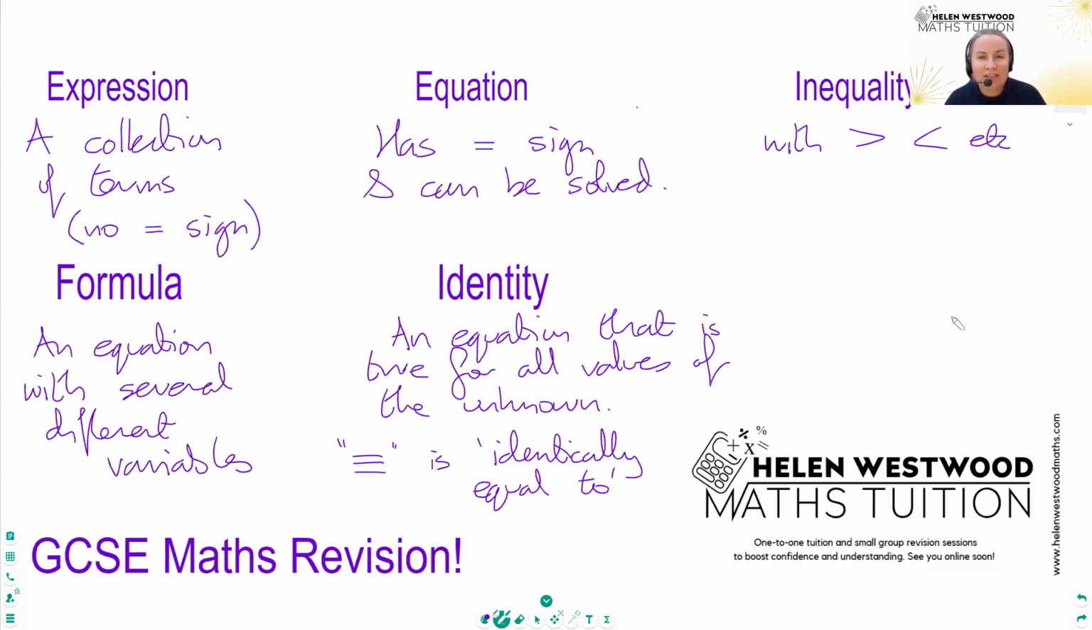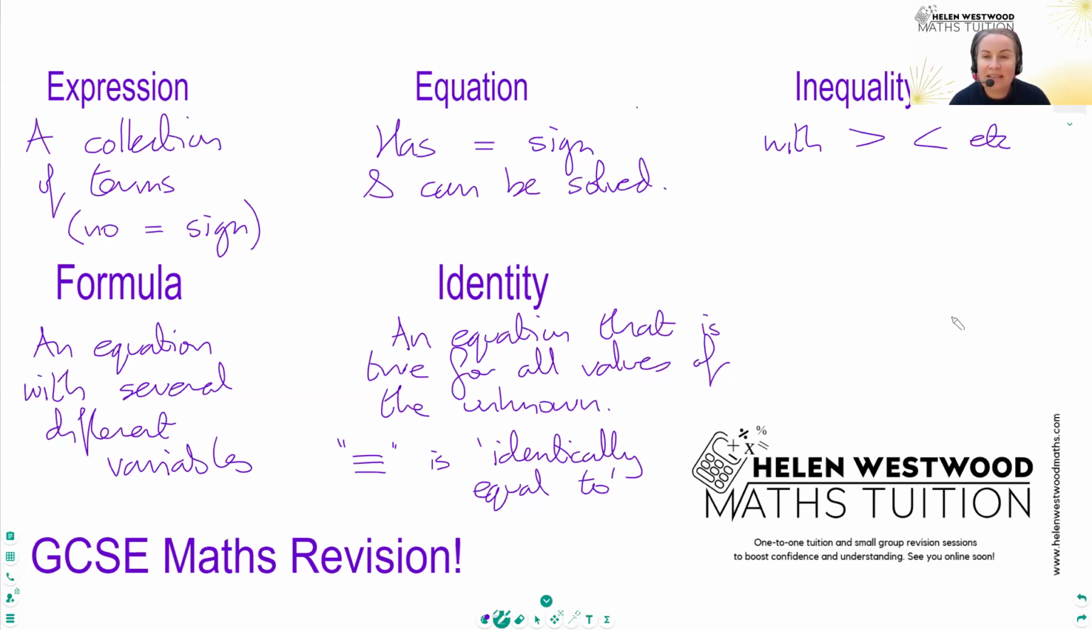Okay, so an expression, this is where we've got a collection of mathematical symbols separated with maybe plus or minus signs. The important thing with our expression is there is no equal sign. If we then go on to our equation, so an equation is where we can see one equal sign and at least one unknown, and we can solve an equation to work out the value of the letter.